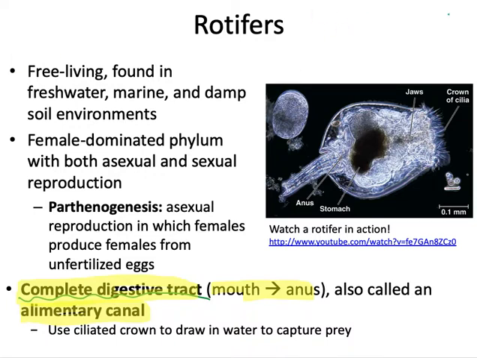Before we watch our video, I want to point out one other thing about the reproduction in rotifers. There are some species of rotifers that will do sexual reproduction, but as a whole, it's a very female-dominated phylum, and there are many rotifers that can reproduce asexually through a process called parthenogenesis. And this is an asexual reproduction mechanism by which females can generate other females from an unfertilized egg. All right, let's watch that video.